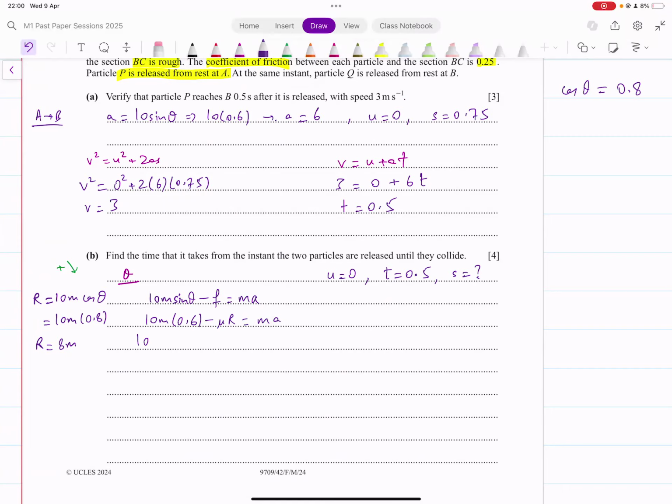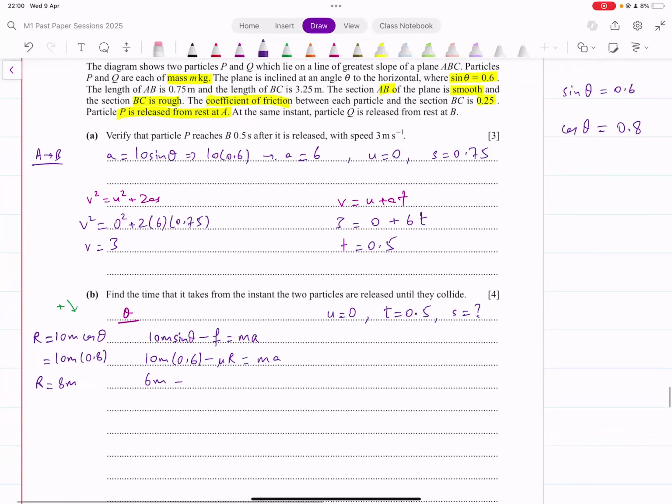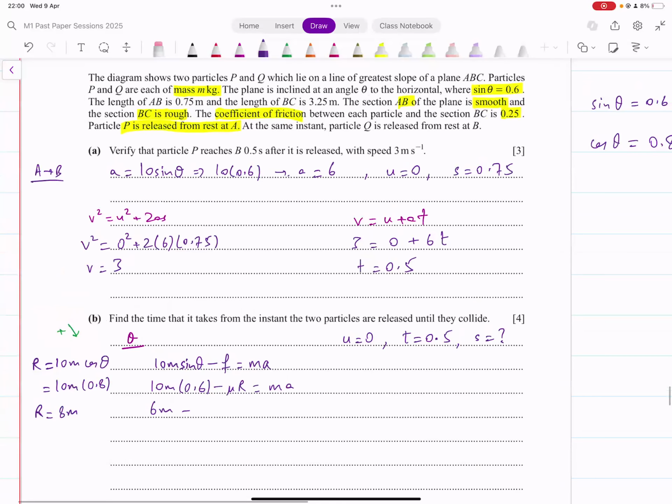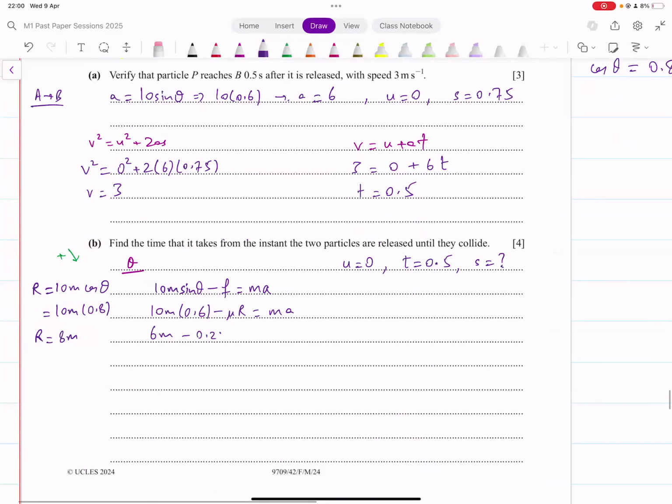10m into 0.6, that will be 6m, minus mu. We were given the value for mu, that was 0.25. 0.25 times reaction, that's 8m, equals m into a. m is appearing in every single term, so it will get cancelled out. And we would have 6 minus 2 equal to a, so a equals 4. The value of a turns out to be 4.